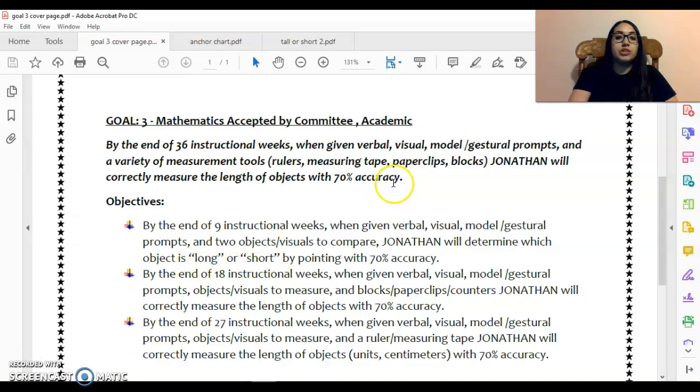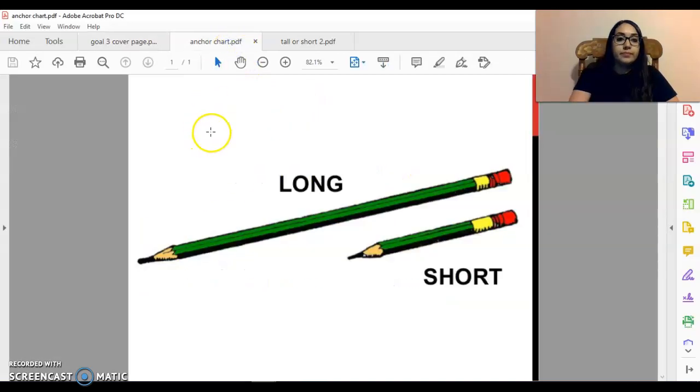Long or short. Esto es tu anchor chart para que lo estudies. Long. This pencil is long. This pencil is short.